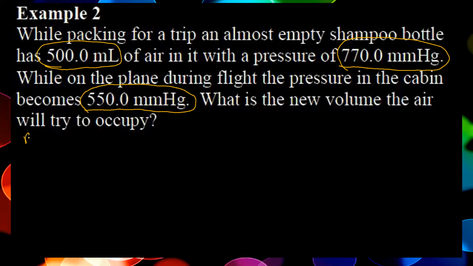Let's make a little list: P1, V1, P2, V2. I know some of you are just ready to go. What would 500 milliliters measure? Volume. 500 milliliters. And then I have 770 millimeters of mercury, so that would be pressure. And I have 550 millimeters of mercury, so that's also a pressure.